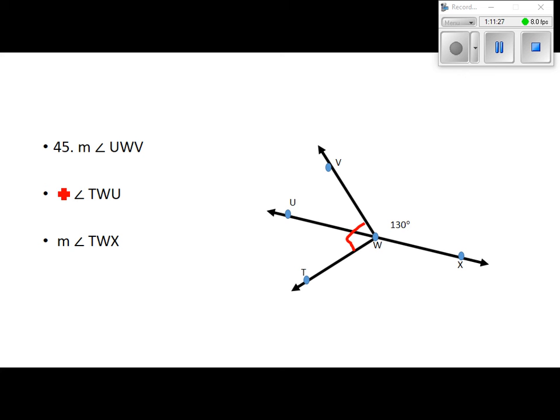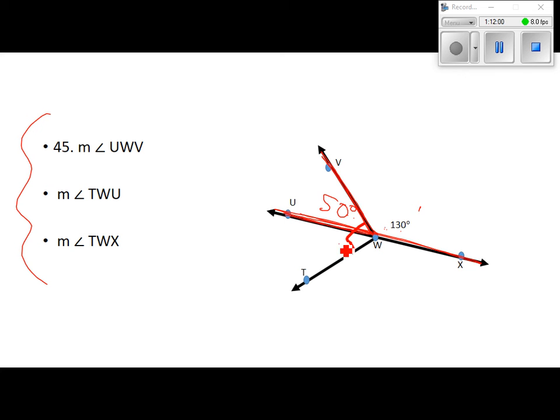45, they want you to find the measure of UWB. Whenever I'm doing a problem like this where it has a whole bunch of angles on it, I'm going to go over here to the picture, and I'm just going to find every angle that I can possibly find. And then I'm going to worry about answering the questions. So if I look at these two angles, I know that together they form a line, so they have to be supplementary. Well, if this is 30, then this angle has to be 50. So I write that in there.